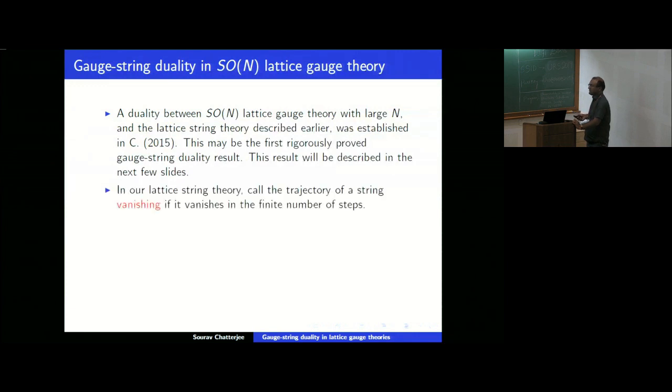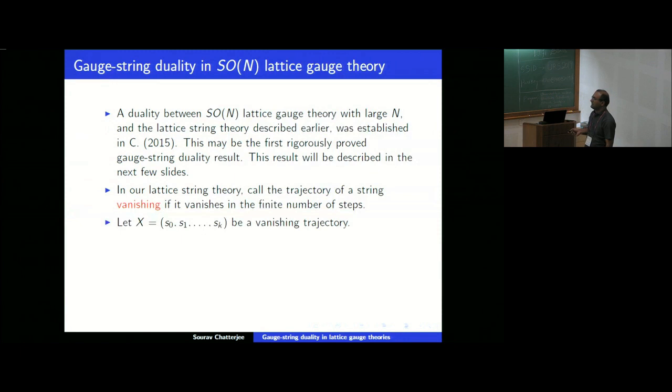So let me now state that result. So in this lattice string theory that I defined, call the trajectory of a string vanishing if it vanishes in a finite number of steps. So you start with a single string or multiple strings, and then you let them evolve, and we say that a trajectory is vanishing if it completely vanishes after some stage. So once it vanishes, it cannot come back. So we'll not allow that here.